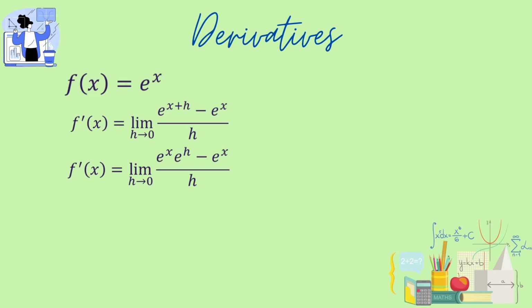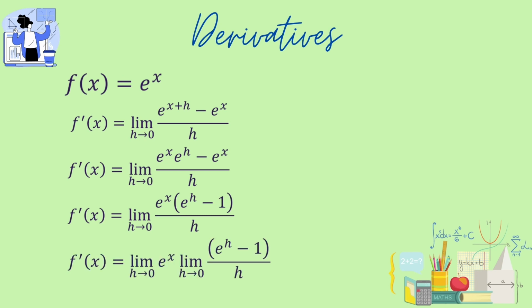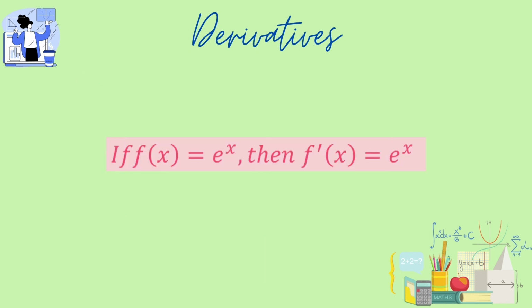We can then factor out e to the x from the terms in the numerator and apply the limit law on the product of two functions. We learned that the limit as h approaches 0 of the quantity e to the h minus 1 all over h is equal to 1. Evaluating the limit, we are able to show that the derivative of f of x equals e to the x is also y equals e to the x.